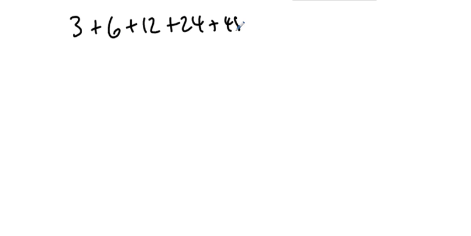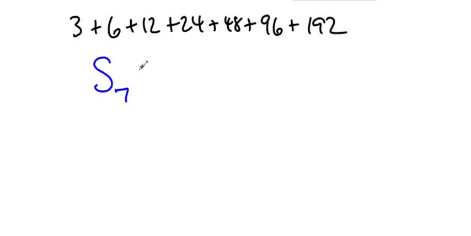So, for example, if I'm trying to add, I don't know, 3 plus 6 plus 12 plus 24 plus 48 plus 96. Did I get that right? I did. Times 2 times 2 times 2 times 2 times 2 plus 192. I could add them up from left to right, but that's not helpful if there's a lot of them. So what I'm going to do is I'm going to say I'm looking for the sum of 7 terms in a geometric sequence.